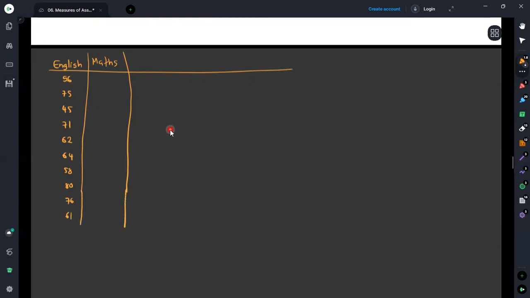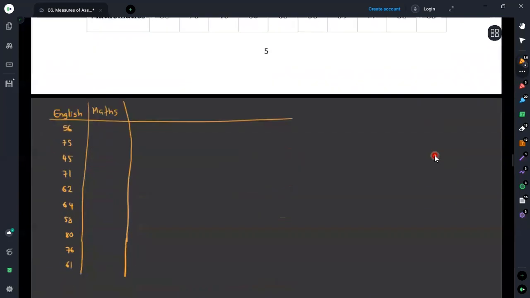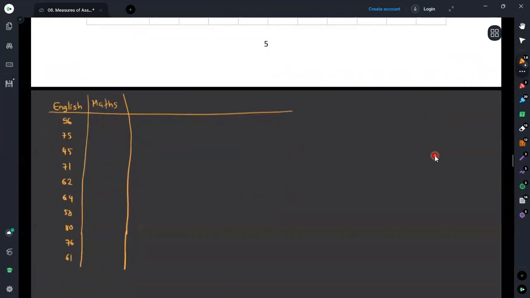For mathematics, what I have done was just write down these values in the first column. Here the second row values, I will write as the second column. Now for mathematics, the values are 66, 70, 40, 60, 65, 56, 59, 77, 67, and 63.